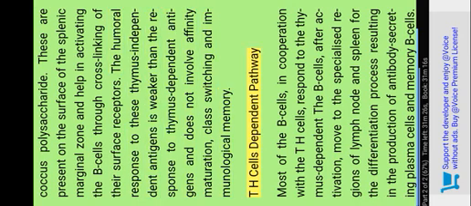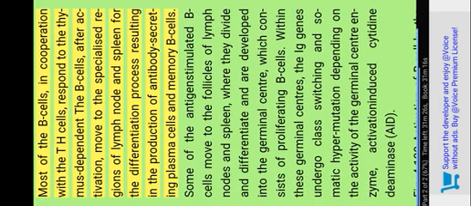TH cell dependent pathway. Most of the B cells, in cooperation with the TH cells, respond to the thymus-dependent antigens. After activation, they move to the specialized regions of the lymph node and spleen for the differentiation process, resulting in the production of antibody-secreting plasma cells and memory B cells.